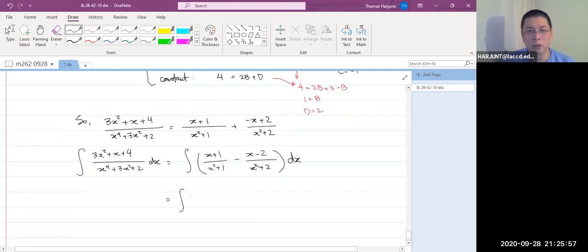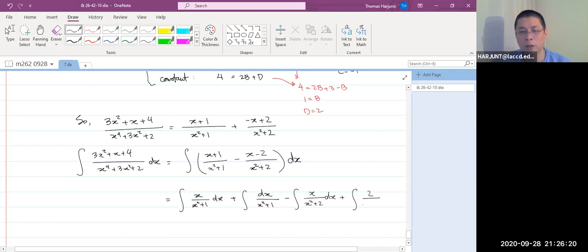This is the integral of x over x squared plus 1 dx plus the integral of dx over x squared plus 1, that's tangent inverse x, minus the integral of x over x squared plus 2, I will do substitution for that, plus the integral of 2 over x squared plus 2 dx. That's tangent inverse also. The more you memorize it, the better.